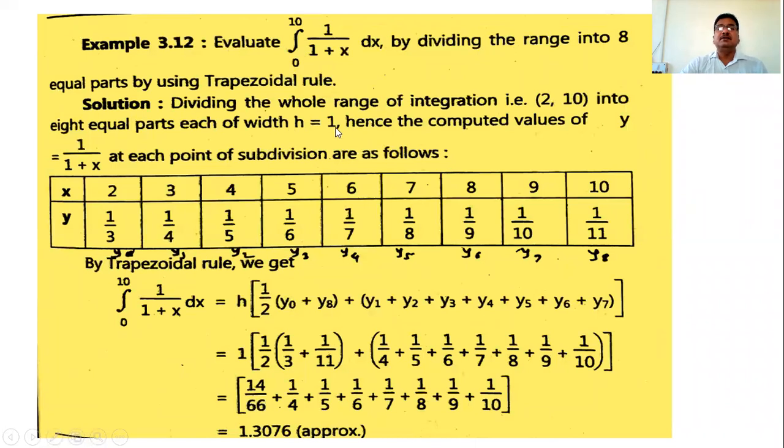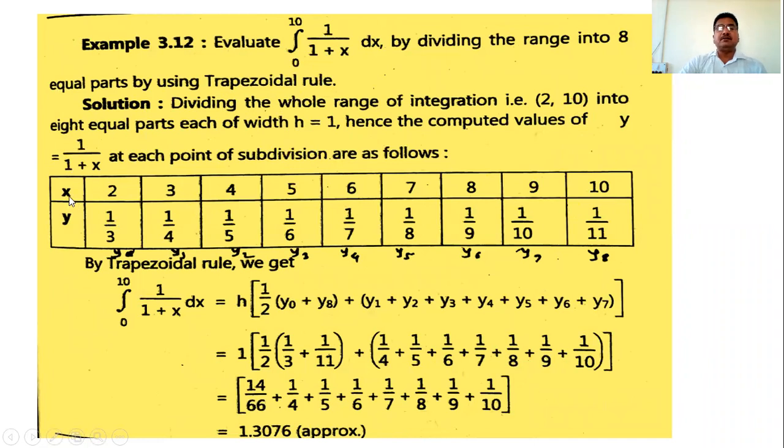Here is the same problem again, the integration of 1 by 1 plus x, from 0 to 10, dividing the range into 8 equal parts by using the trapezoidal rule. So we have to divide this interval into 8 equal parts. Each of length what? n is 8, a is 2, b is 10, and therefore the formula for h is b minus a divided by n, that is 10 minus 2 by 8, that is 1. h is 1, and then y is this function, f of x is 1 by 1 plus x.